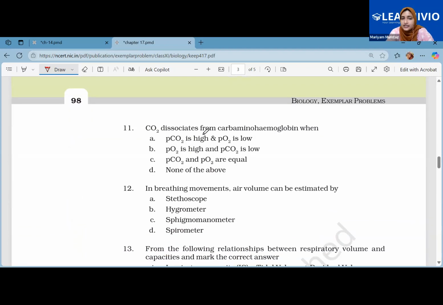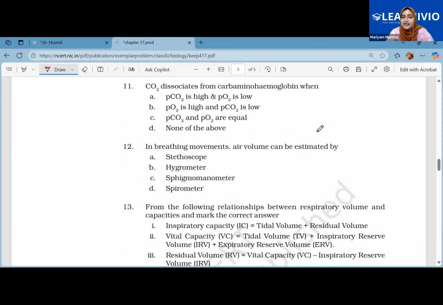Now the CO2 dissociates from the carbaminohemoglobin when? In which condition? Okay, any justification for your answer? CO2 will dissociate where O2 is high. Right? Yes.